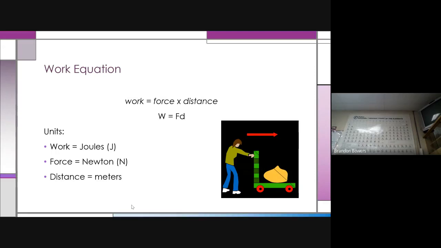What's a work song? There's probably some good ones. Work is equal to force times distance. Okay?